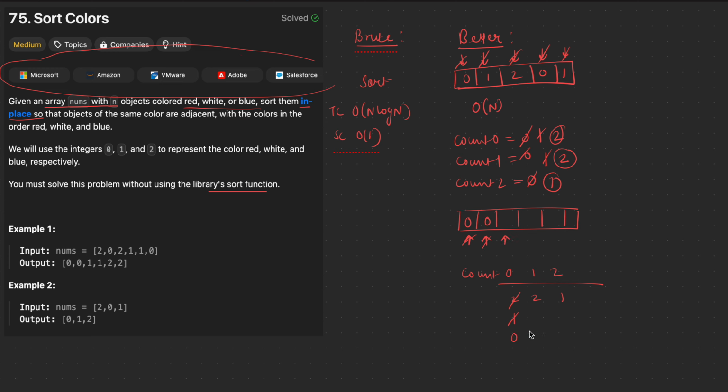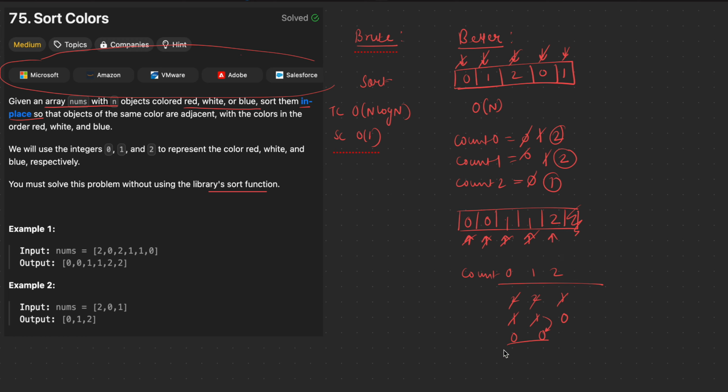Now that count 0 is 0, we will move to count 1. Count 1 is 2, we will decrease this by 1 and place 1 here. Again we will move on to the next element, decrease the count to 0 and place 1. Now count 1 is also 0. We need to move on to count 2. Here we have added our extra space, don't mind it. Now count 2 is 1. We will decrease count 2 to 0 and place 2 here.